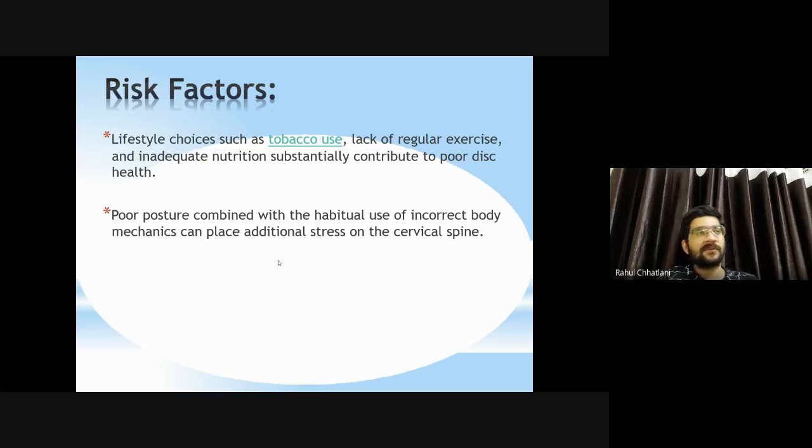Habitual use of incorrect body mechanics can place additional stress on the cervical spine. If you are lying down supine, that is fine. But if you are in a semi-flexed position or any other position between supine and sitting, at this point you have to see which level of the spine is getting the maximum amount of tension because of gravity and because of the position of the vertebrae. It can lead to extrusion of the nucleus through the annulus fibrosus.